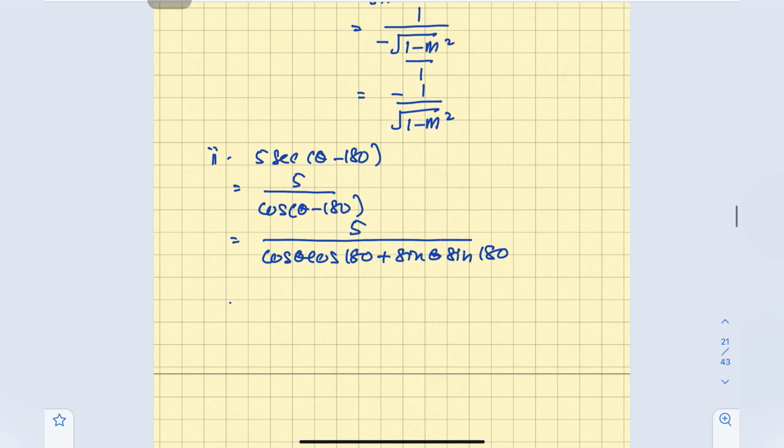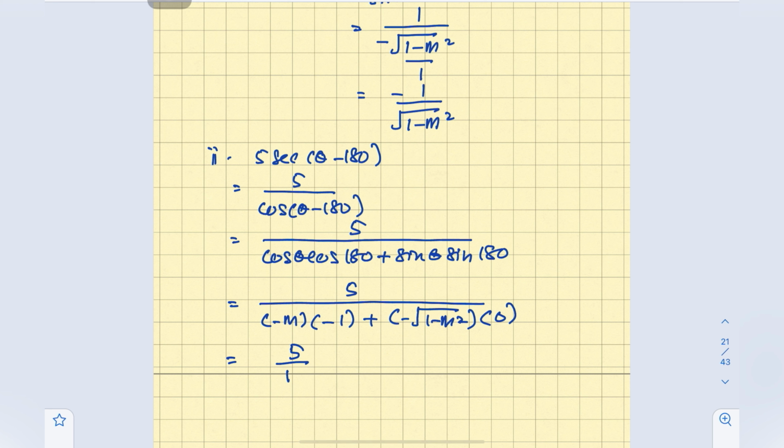Okay, so this is 5 over: cos θ is negative m, cos 180° is negative 1, sin θ is negative √(1 − m²), and sin 180° is 0. Okay, 0 times whatever is 0. We simplify, and we get 5 over m.